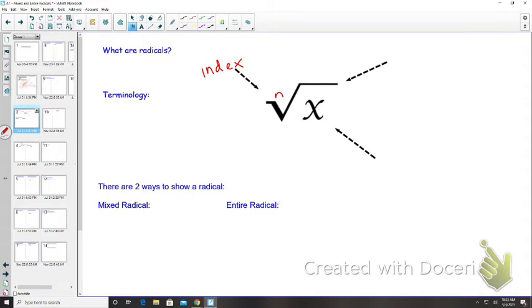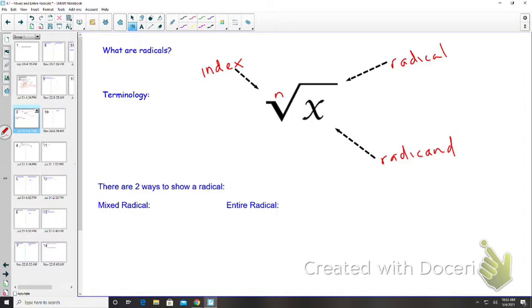This whole unit here, we call that the radical. So that includes the square root. And then what is underneath the square root, we call that the radicand.